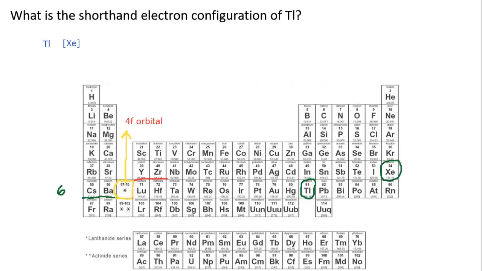Next we have the d block. So we have this row here. And since it's on the sixth row, the d orbital would be 5d. So this would be the 5d orbital. Because again, it's on the sixth row. 6 minus 1 is 5. So again, that's the 5d orbital. And then lastly, we have one electron in a p orbital. So the last electron is in a p orbital and it's on the row it's on.